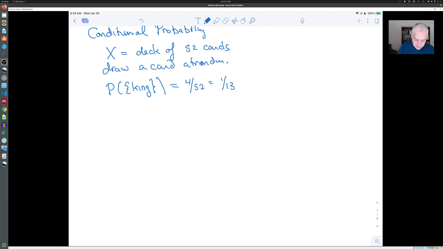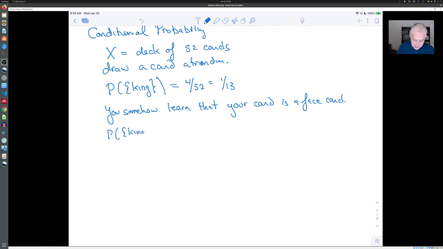Now suppose you somehow find out that your card is a face card. In other words, it's a jack, queen, or king. How does that change what you know about the probability of being a king? Well, in the language of conditional probability, which you write like this, the chance that you have a king, given that you've drawn a face card, well, there are three face cards in each suit and four suits, so there are 12 face cards.